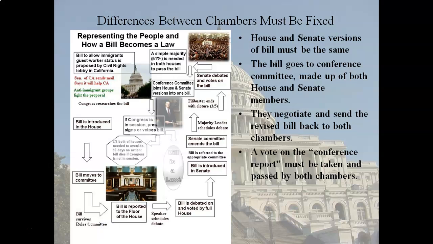And then once the conference committee comes up with its changes that are acceptable to everyone on that committee, there will be a vote on the conference report, and that vote must be taken again in both chambers because, again, the bill that was approved is not the same as the bill that comes out of the conference committee. So the chambers will have to vote again on the bill.